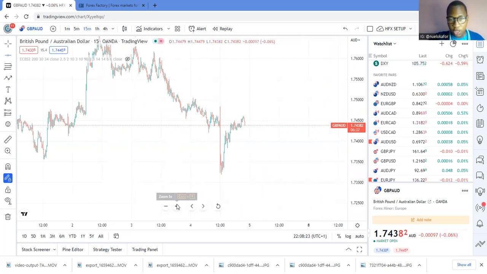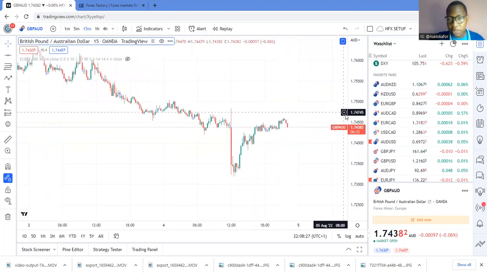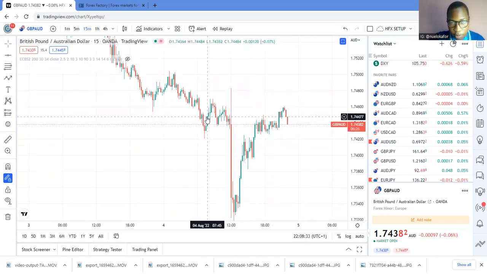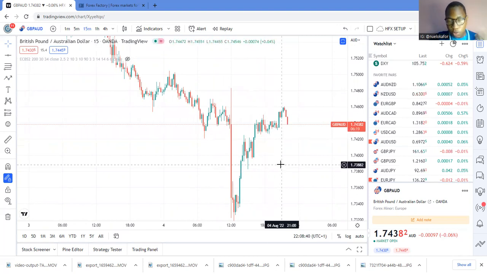In case you're new to trading, you may not know this, but candles are made up of bodies. Let's take this candle for an example. This is the main body. Then the thin part is the wick or the shadow, depending on what you want to call it.